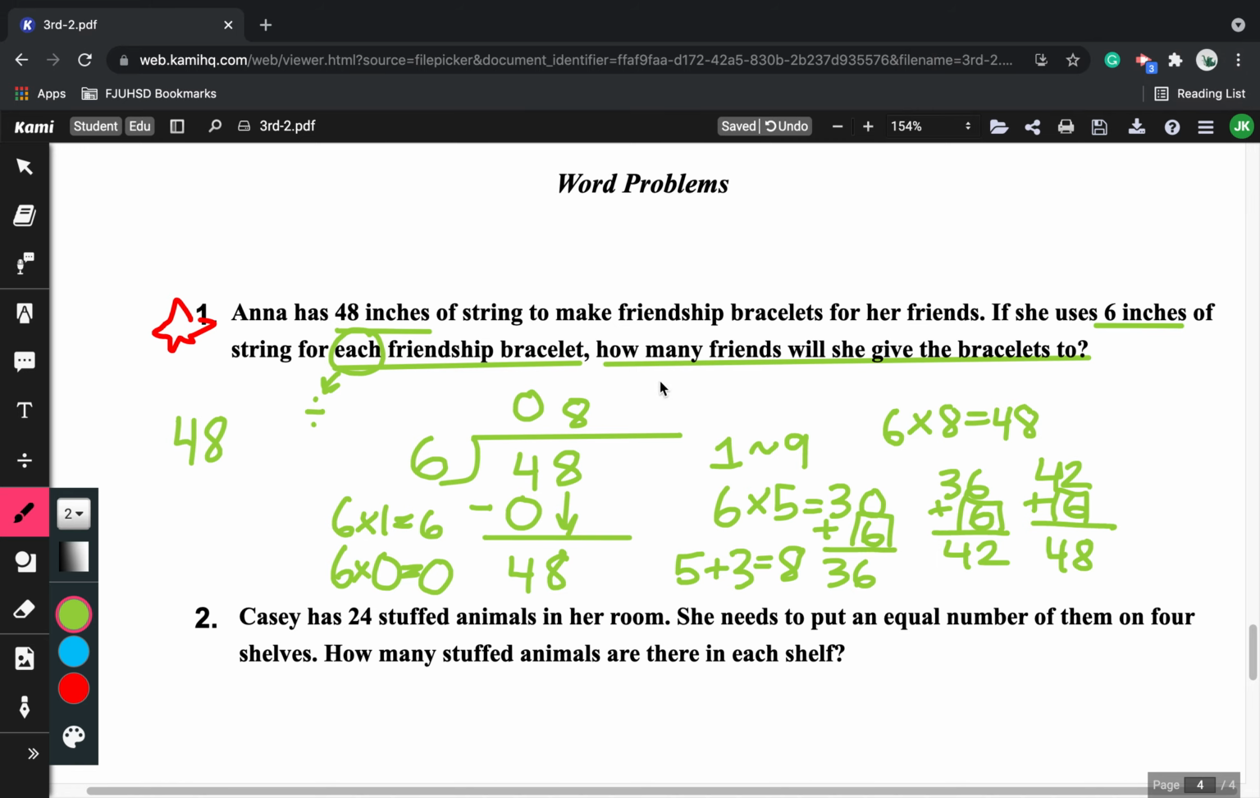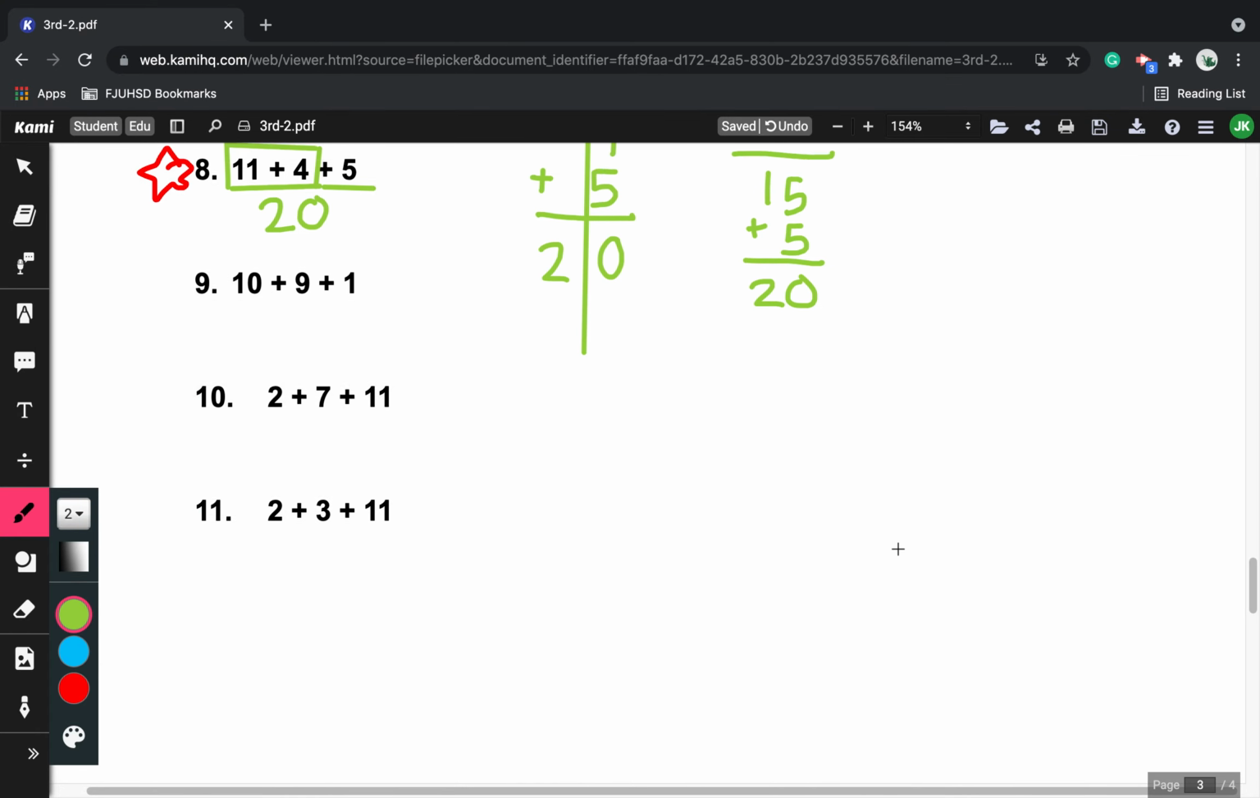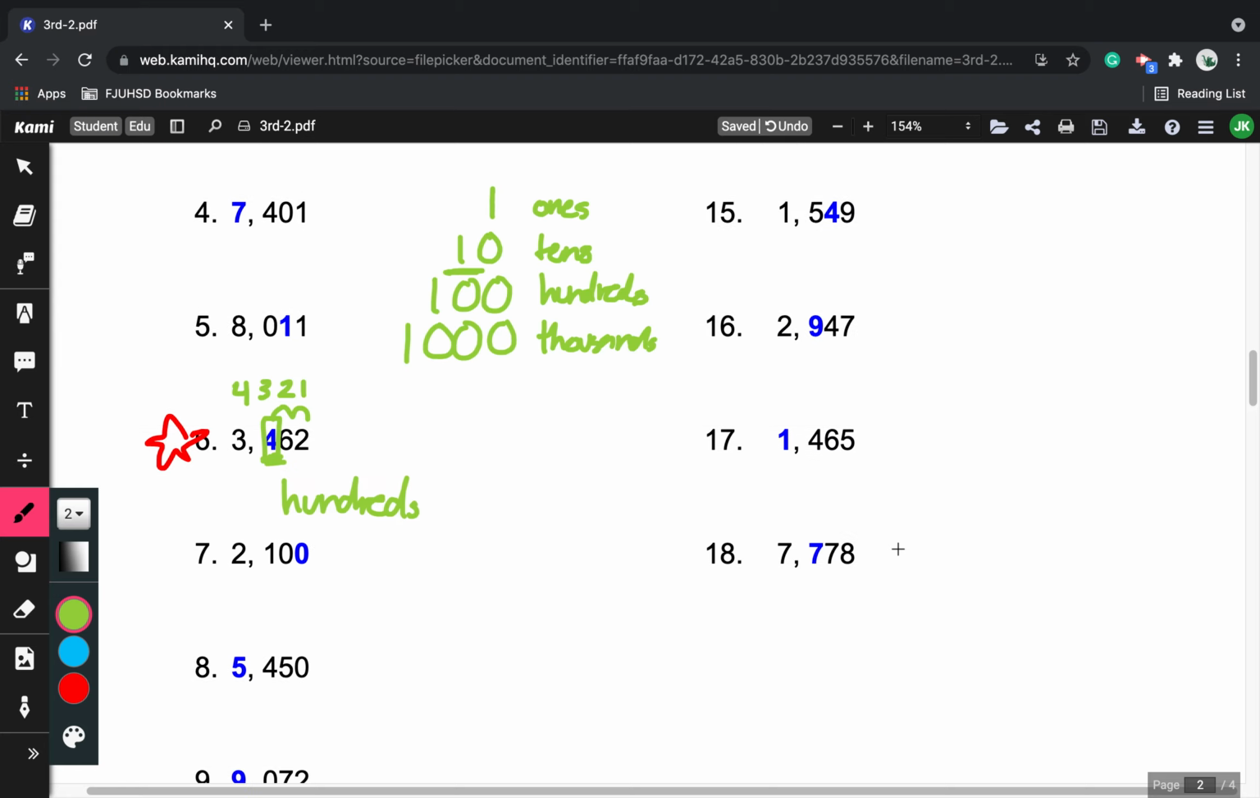So, therefore, how many friends will she give the bracelet to? 8 friends. Because they're asking how many bracelets she can give to that amount of friends. And that's it. Remember to write your units. And yeah, I hope it's not too hard.